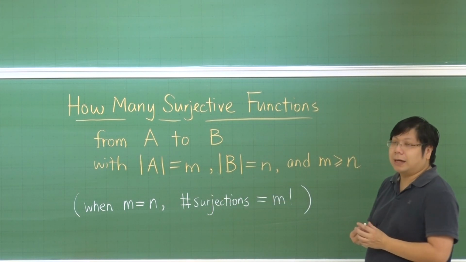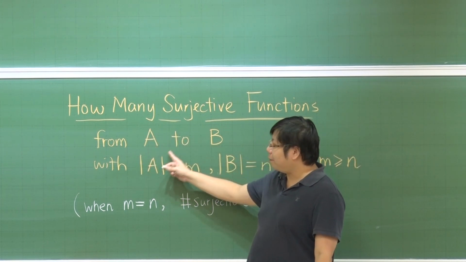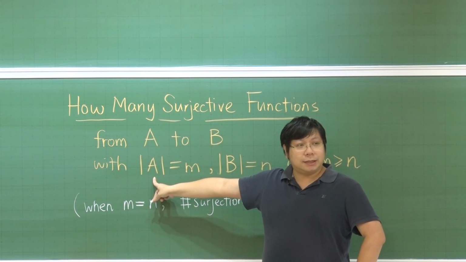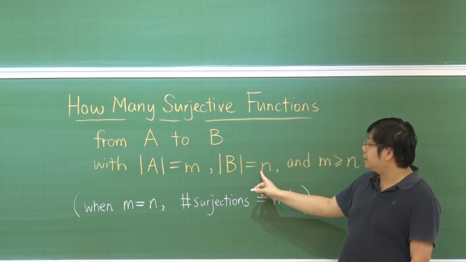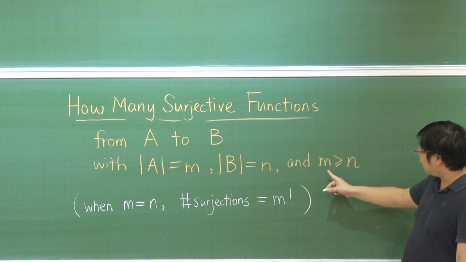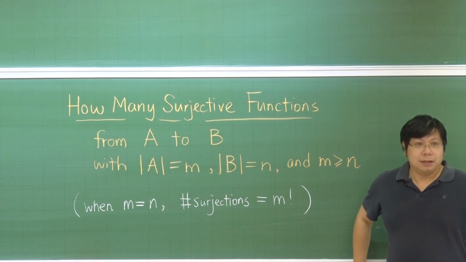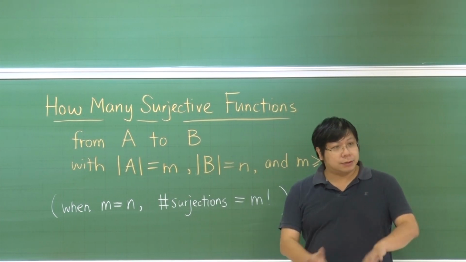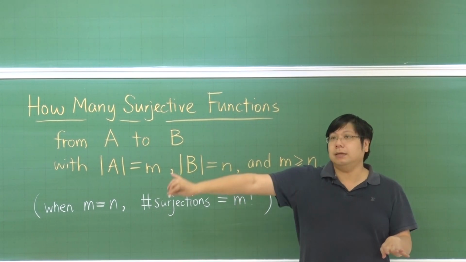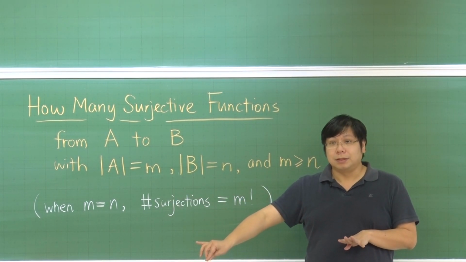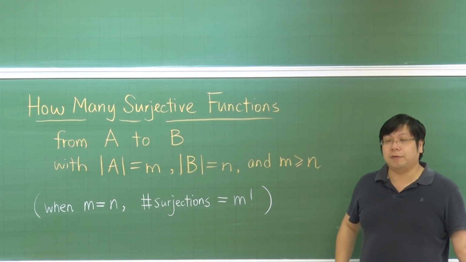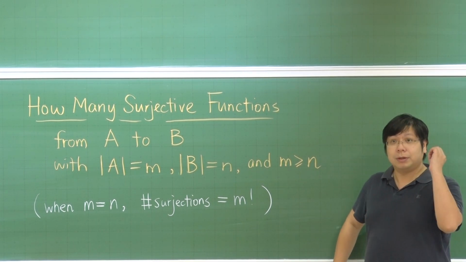And then we want to count how many of them there are from a set A to a set B such that the size of A is equal to M and the size of B is equal to N. But then we have to have M greater than or equal to N. The reason is that if there are not enough elements in A, there is no way that the codomain will be covered up. So for the case when M is less than N, the number of surjective functions is equal to 0.